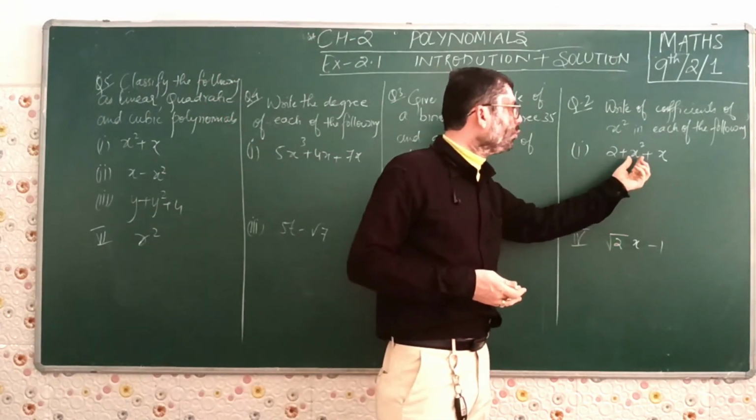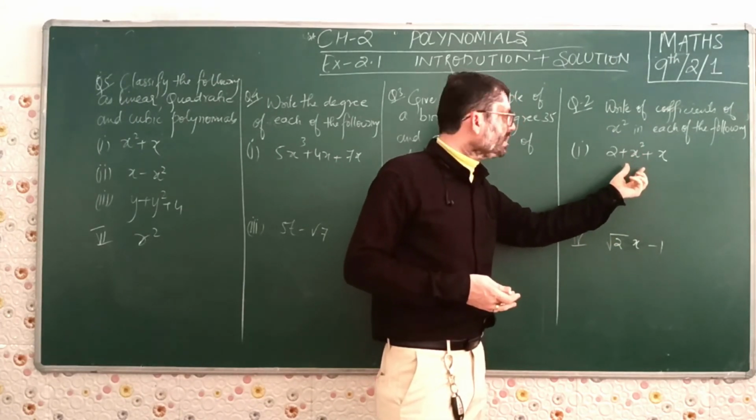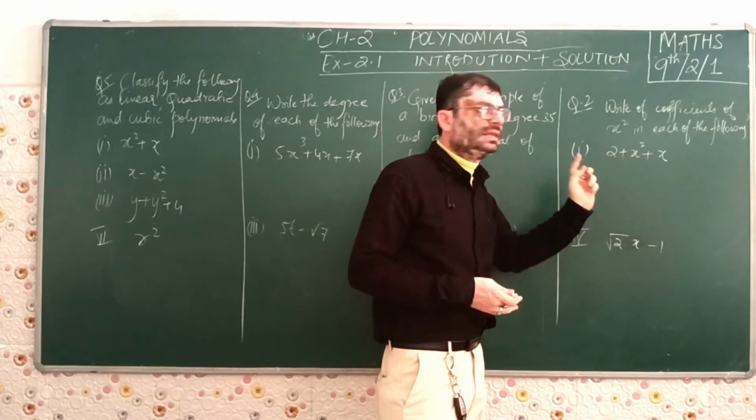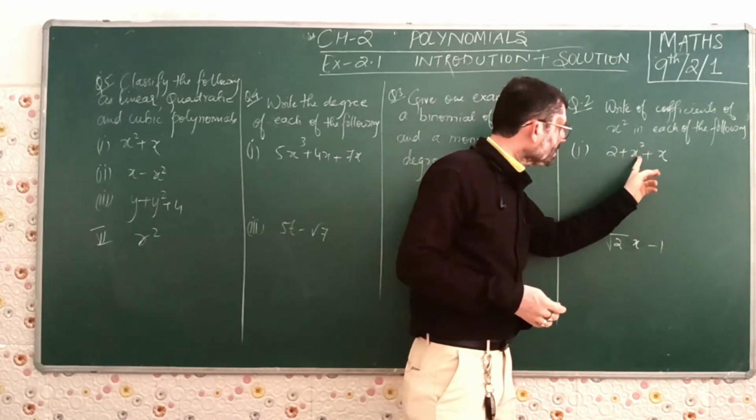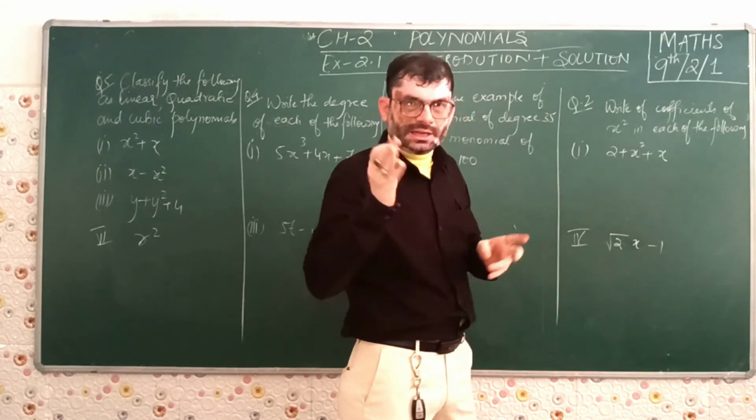Here we need to find the coefficient of x square. So we are interested in the constant term that is with x square. And what is the constant term with x square? There is no constant term seen, but there it is.